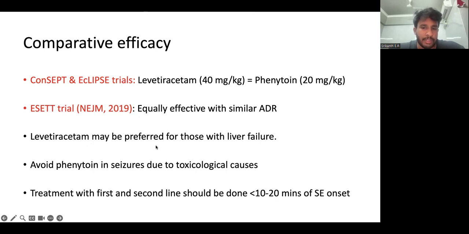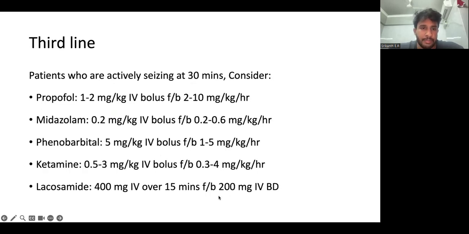For example, if the patient has liver failure, you would prefer levetiracetam. You would avoid things like valproate or phenytoin because they might worsen the liver failure. And in patients with toxicological causes, you should avoid phenytoin as an antiepileptic drug. If you're suspecting a patient has taken some medication because of which he's having seizures, avoid giving phenytoin, especially as it can cause severe cardiovascular complications in those patients. So treatment in first and second line should be given within 10 to 20 minutes of status epilepticus onset.